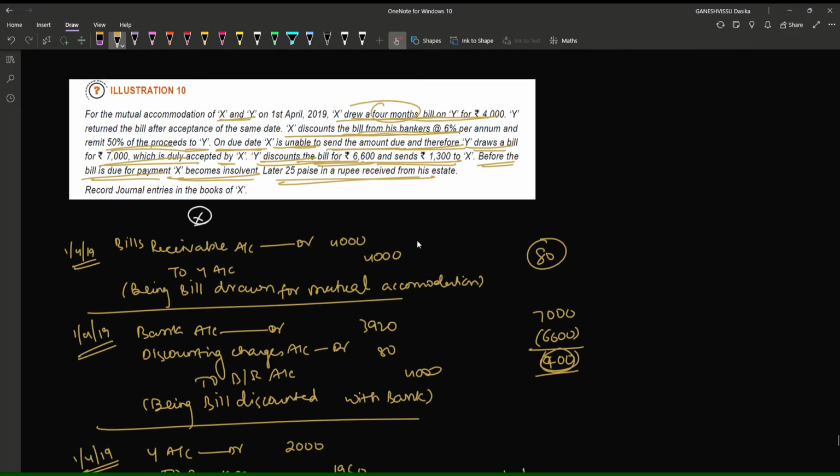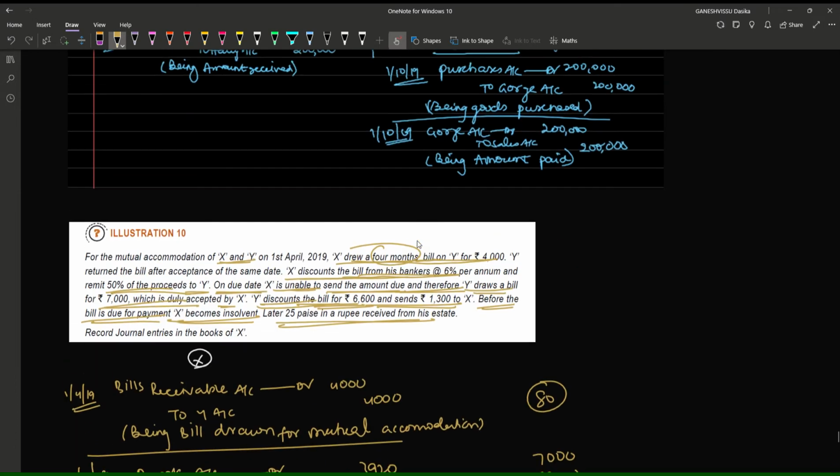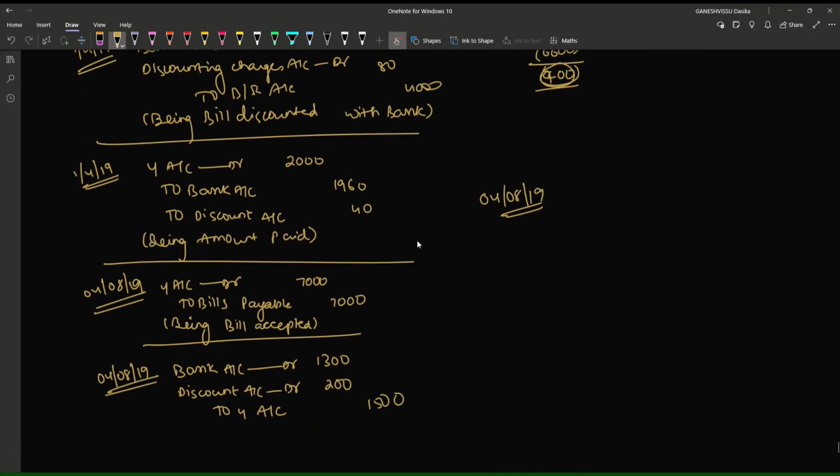What happened now? X has become insolvent. That means we have become insolvent. For which we need to, first of all, write the dishonor entry, right? Dishonor of the bill entry. So for which we write the entry: Bills payable account debtor to Y account for 7,000 rupees, right? This is the dishonor entry we can write.